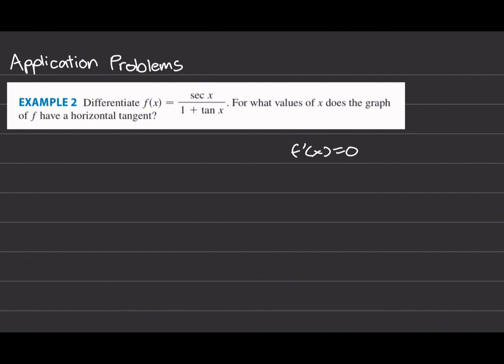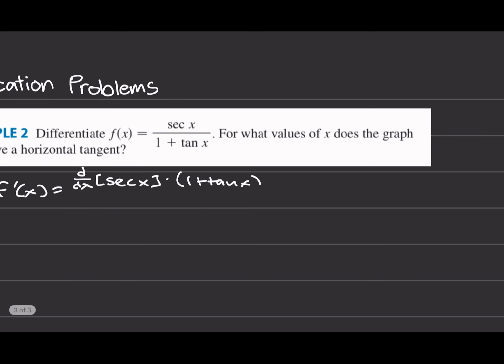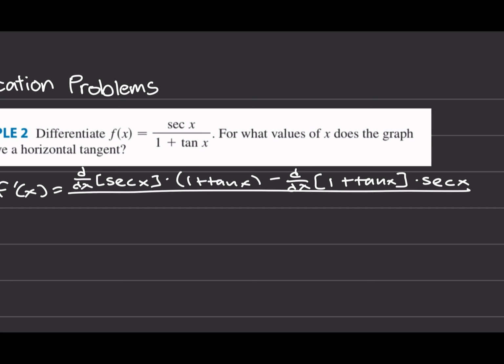And, well, first, to evaluate this, we need to find f prime of x. So let's start off with that. So f prime of x by the quotient rule is going to be the derivative of secant times 1 plus tangent, and then minus the derivative of 1 plus tangent times secant, whole thing over 1 plus tangent squared.